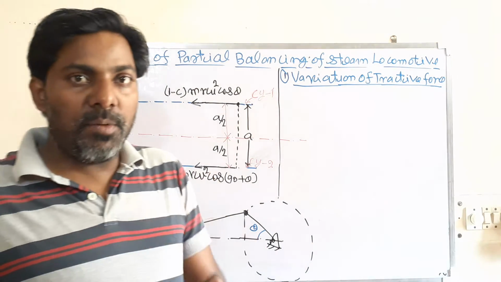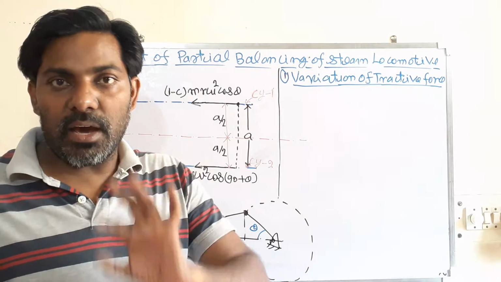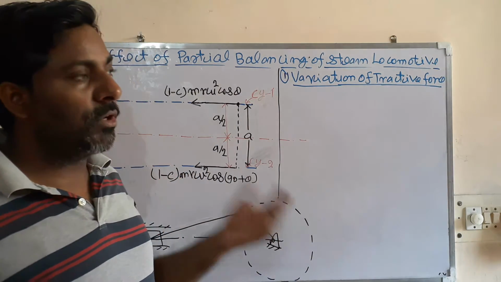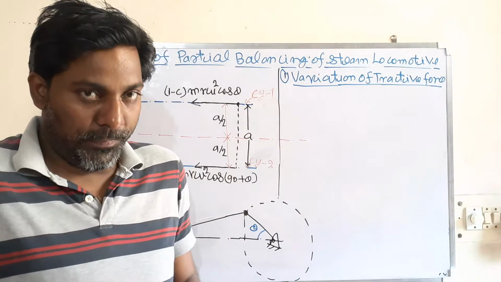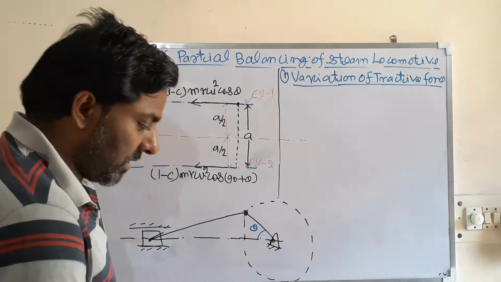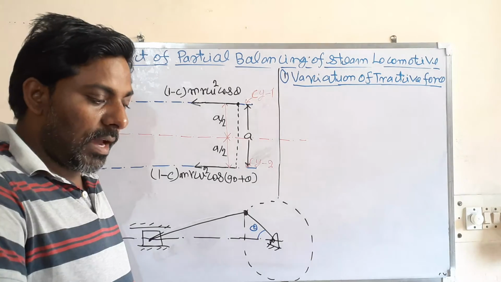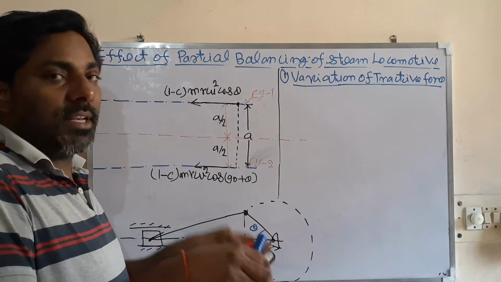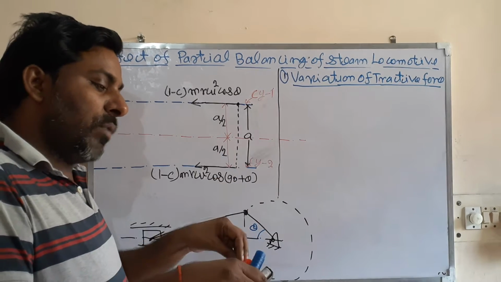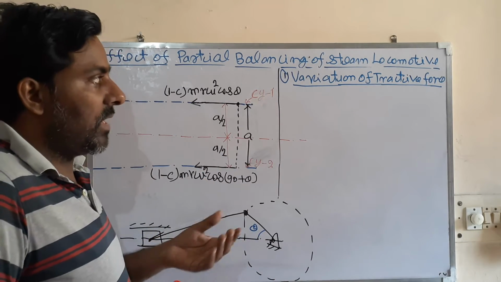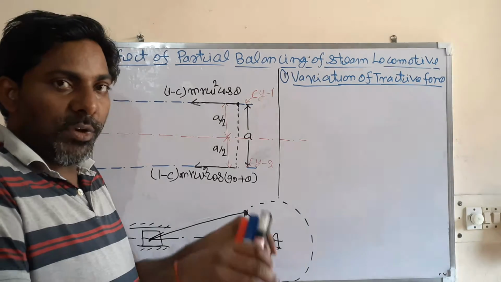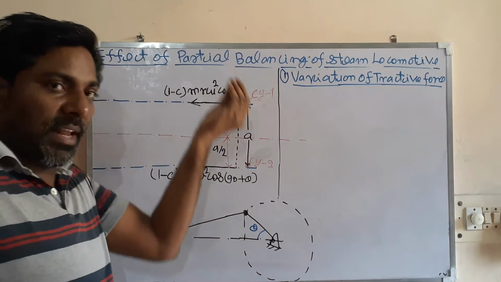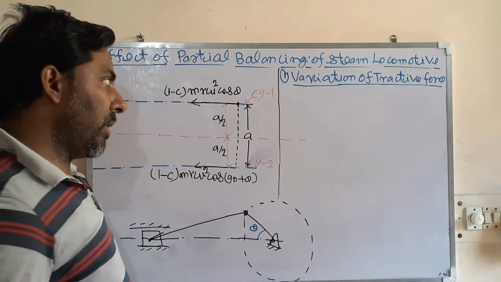In a steam locomotive, generally two cylinders are used, or you can say that I am going to deal with the two cylinder locomotive. A two cylinder locomotive means there is an axle, and on the axle there are two wheels. On one wheel one cylinder is here and another cylinder is here, so at each wheel there is one cylinder. So there are two cylinders, that is two engines. What will be the effect when you are doing the partial balancing of the steam locomotive?